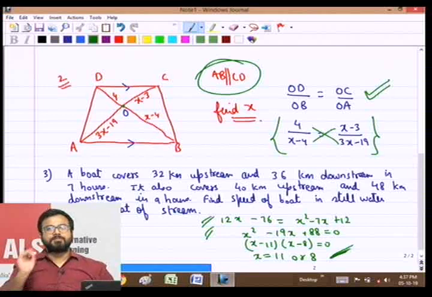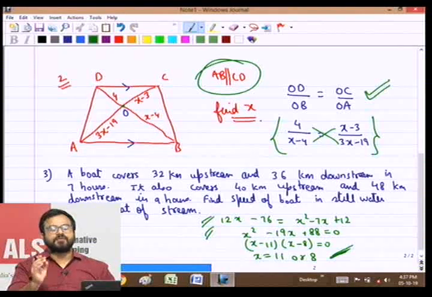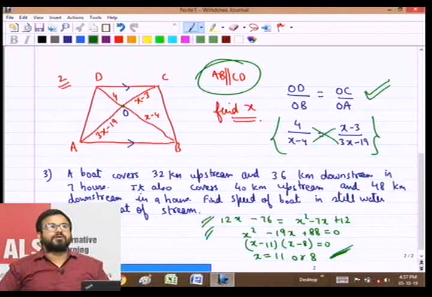So you should remember properties of the trapezium. Whenever this type of question is there, diagonals of a trapezium divide each other proportionally. That is the rule which you have to remember.